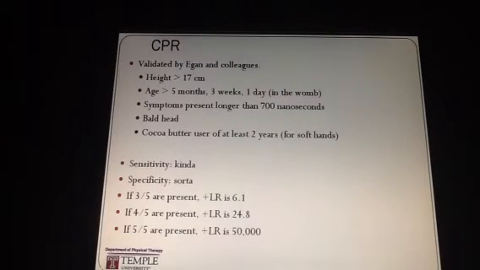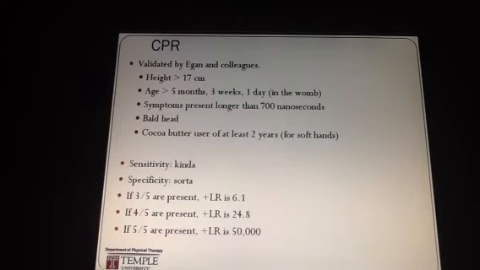So there are a few CPRs. The one I chose was validated by Egan and colleagues. There's a list of 5 criteria. The first one, height. Height must be greater than 17 centimeters. Age, greater than 5 months, 3 weeks, and 1 day in the womb.